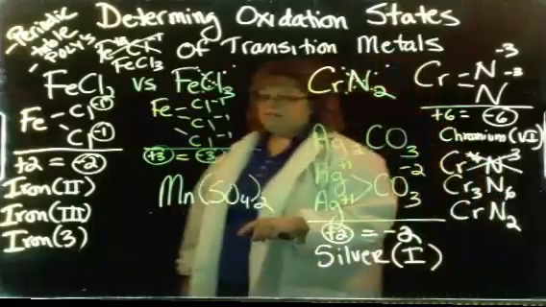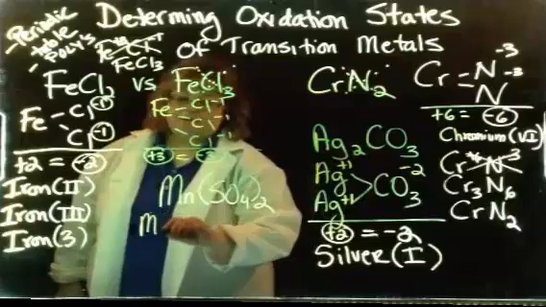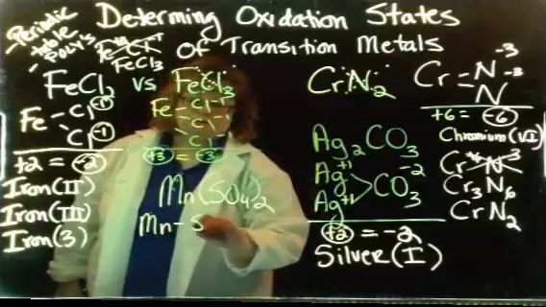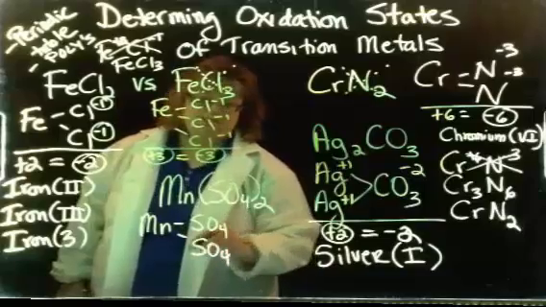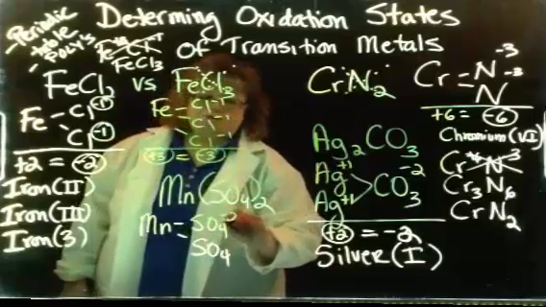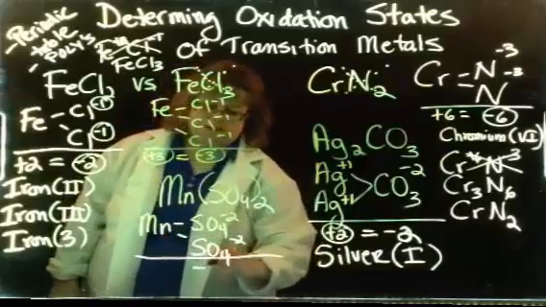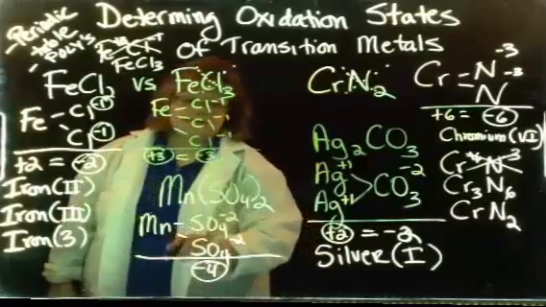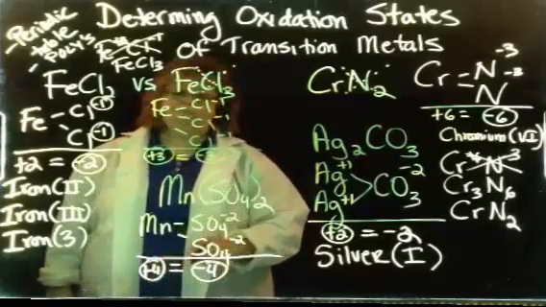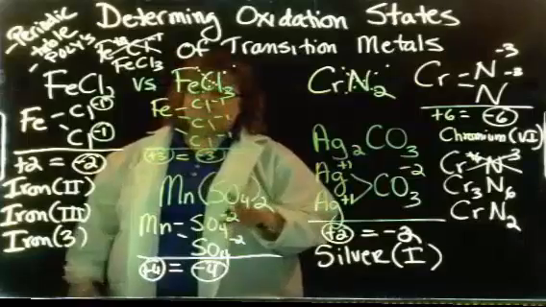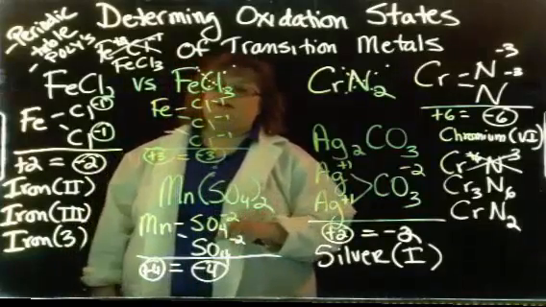Let's take a look at this last one over here with manganese. I have manganese with 2 sulfates. All right, that's a polyatomic. You have to recognize that. You have to know that they're each a -2 charge to get a total of a -4. So manganese, to balance that out, has to be a +4. So that would be manganese(IV) as we start to name that compound.